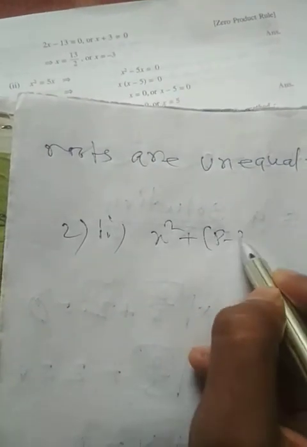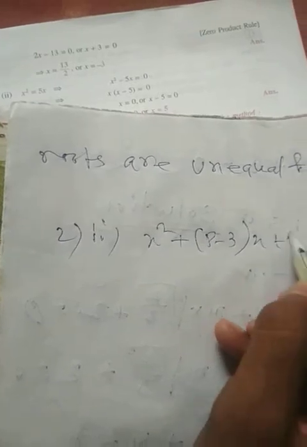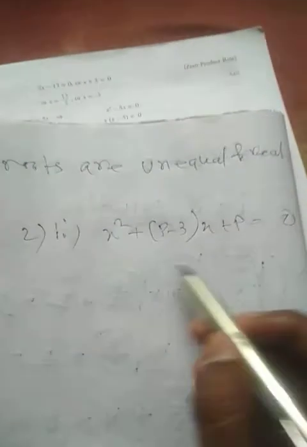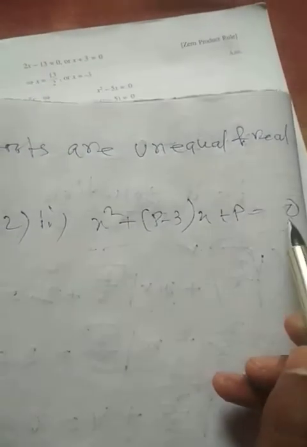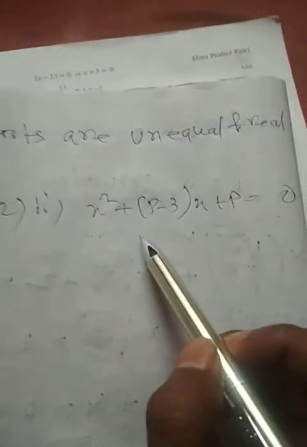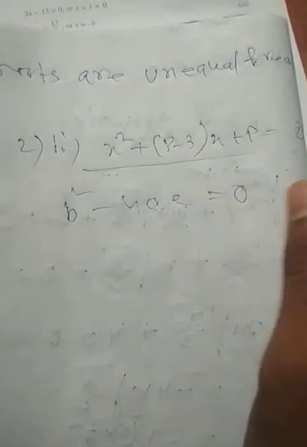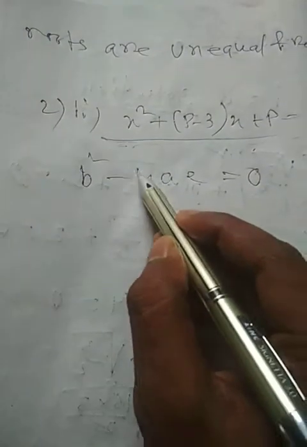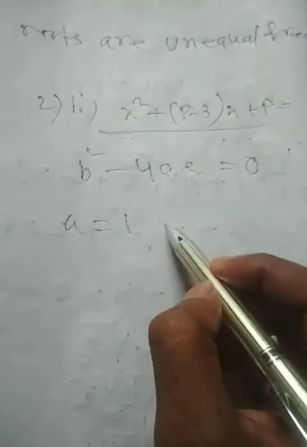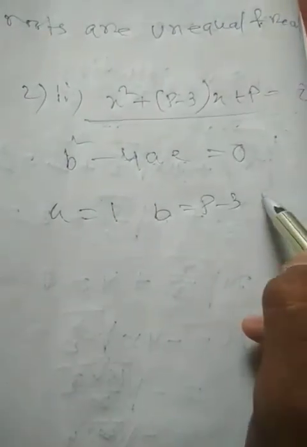Next math, it is said in this equation that roots are equal. I know that roots are equal means b square minus 4ac equal to 0. You have to understand that. It is said in the maths that the roots of this equation are equal, so I can say b square minus 4ac is 0. You have to find out the value of p. Here a means 1, b means p minus 3 and c means also p.